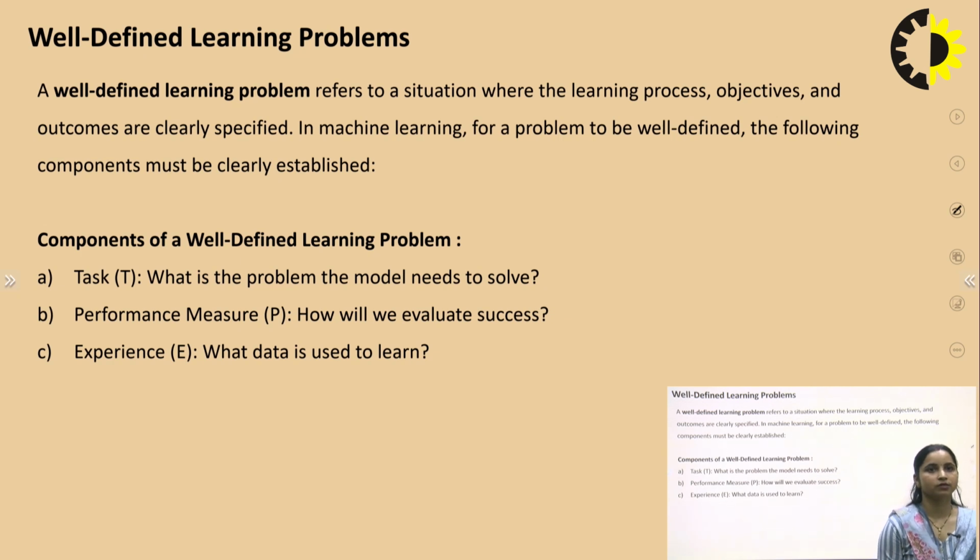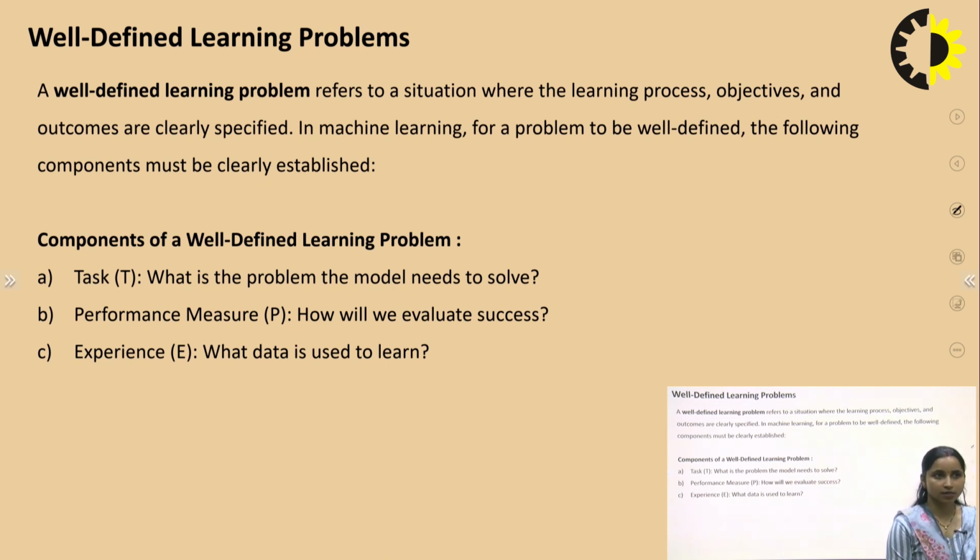Now we come to the next topic, that is the well-defined learning problem. We also call it the well-posed learning problem. So what is a well-defined learning problem? It is a situation where the learning process, objectives, and outcomes are clearly specified. In machine learning, we generally talk about problems which are well-defined, right? The components of a well-defined problem are three: T, P, E: task, performance measure, and experience.